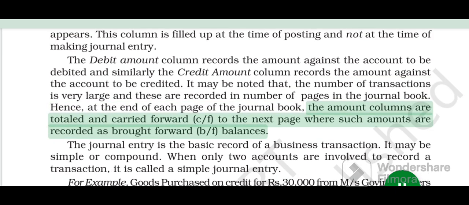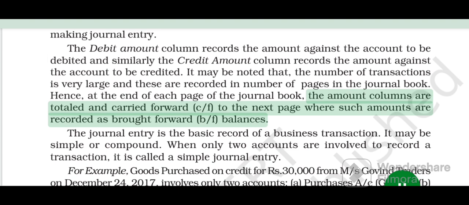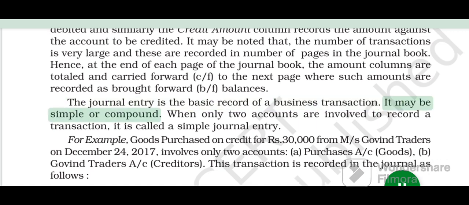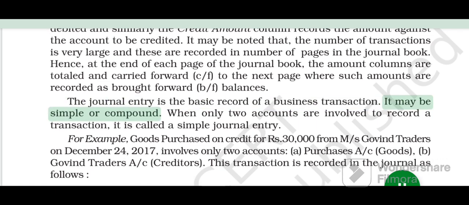Hence, at the end of each page of the journal book, the amount columns are totaled and carried forward, C.F., to the next page where such amounts are recorded as brought forward, B.F., balances. The journal entry is the basic record of a business transaction. It may be simple or compound.